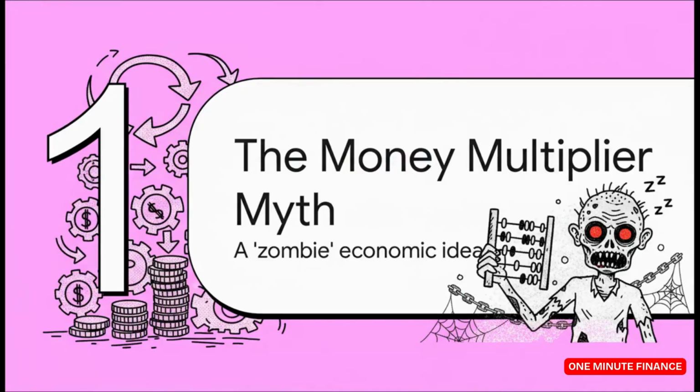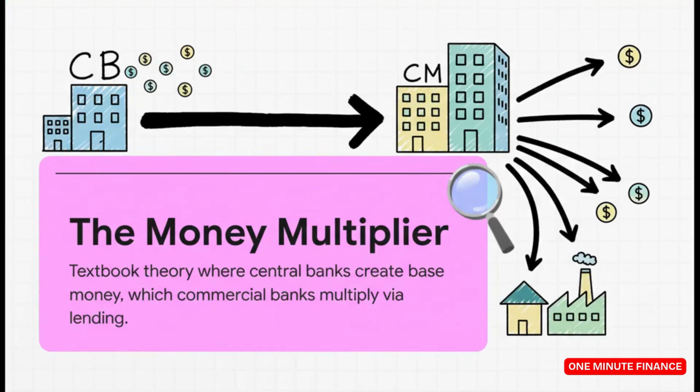All right, to understand how we got here, we have to travel back in time a bit to a theory that a lot of us probably learned in school. It's called the money multiplier, and it's an idea that's been so hard to get rid of that one central bank paper actually calls it a zombie economic idea. Yeah, a zombie. So this is that classic theory in a nutshell.